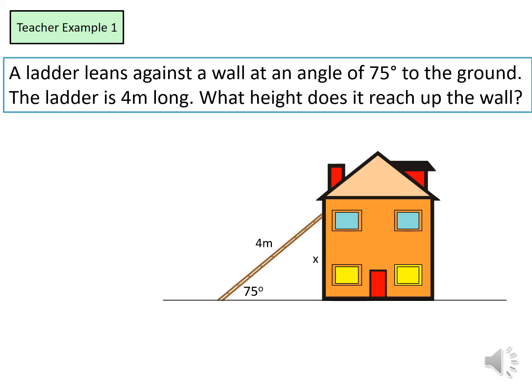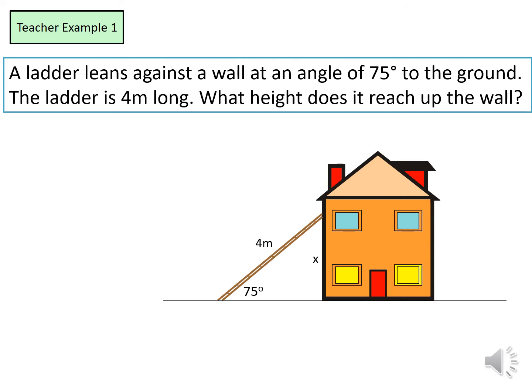Alright guys, here's the first example of a problem solving question which includes trigonometry. So the question states a ladder leans against a wall at an angle of 75 degrees to the ground. The ladder is 4 meters long. What height does it reach up the wall? So we need to find out what height the ladder reaches up the wall.